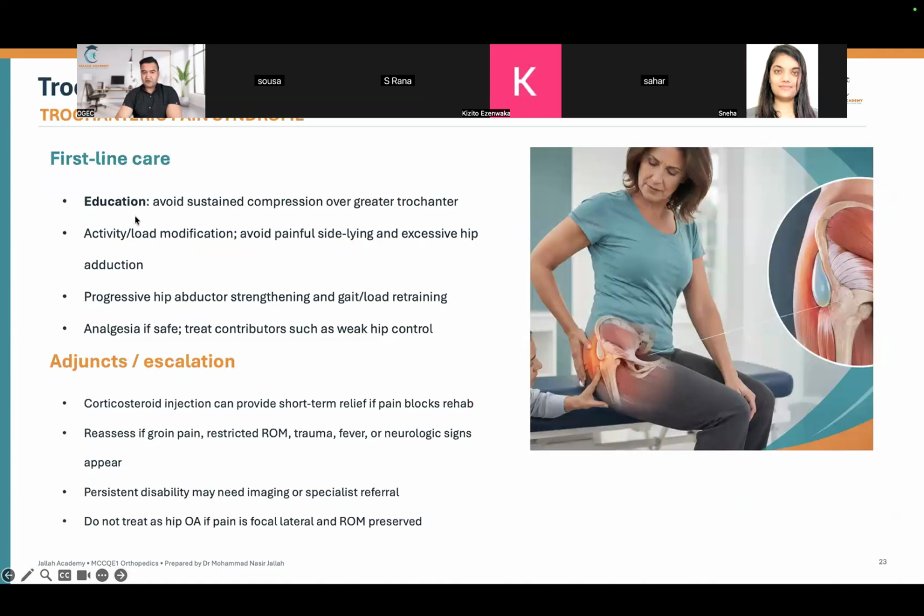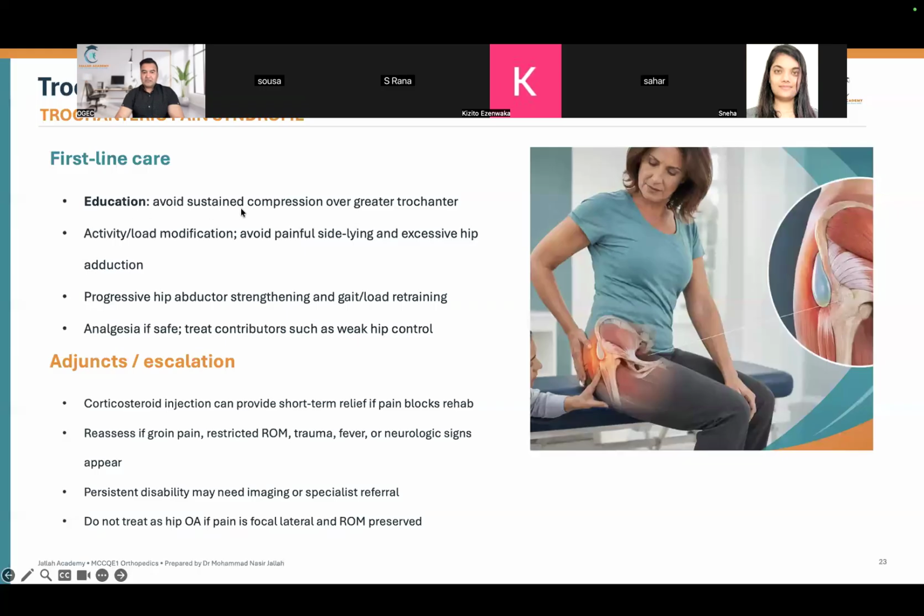So first line, educate. Always the first thing you need to do for any pain or any condition is educate the patient, so that he knows what is wrong with him, how important this condition is, and how important it is to comply with the treatment regimen.